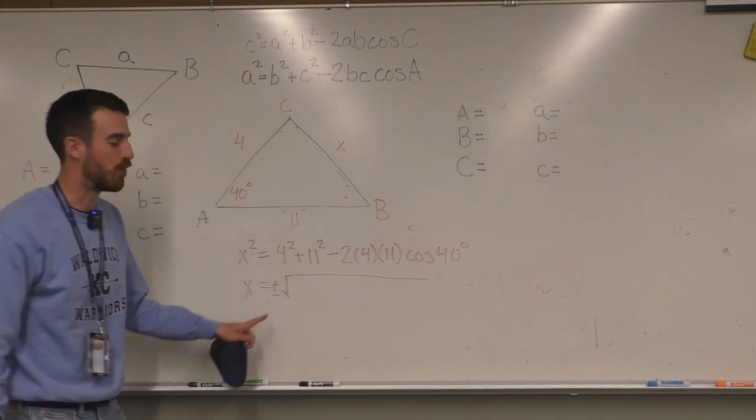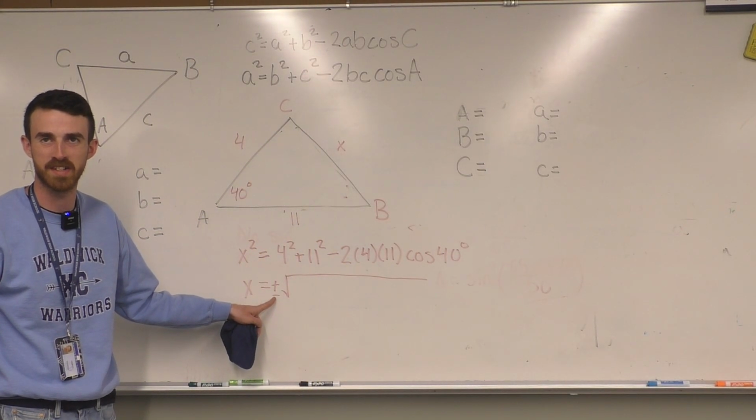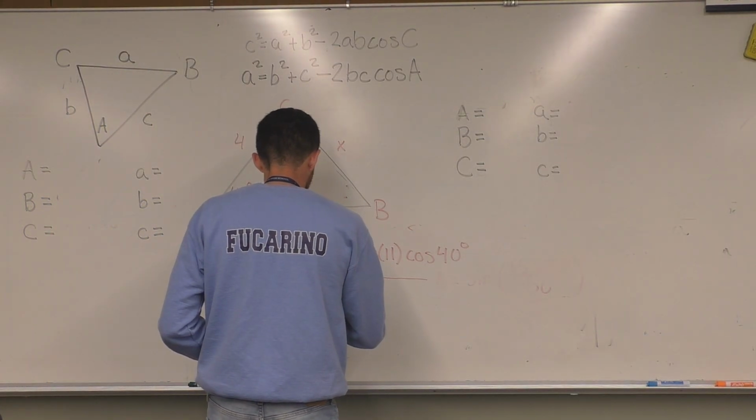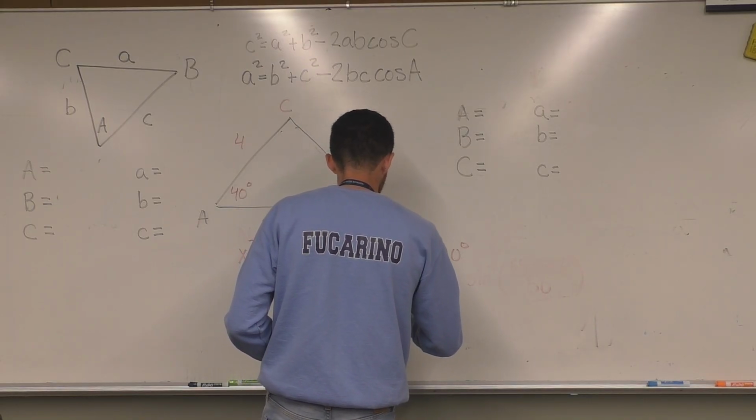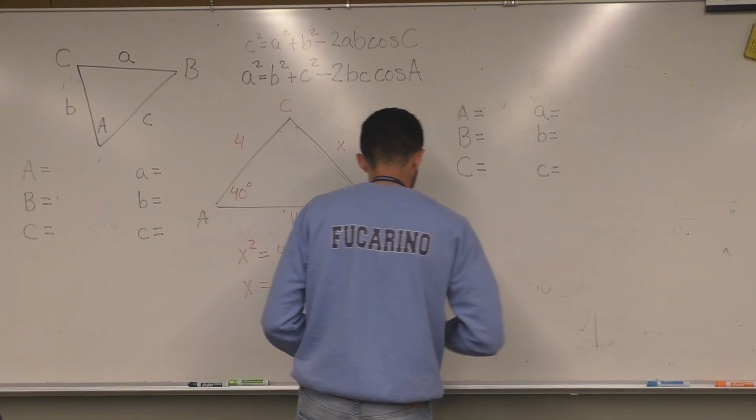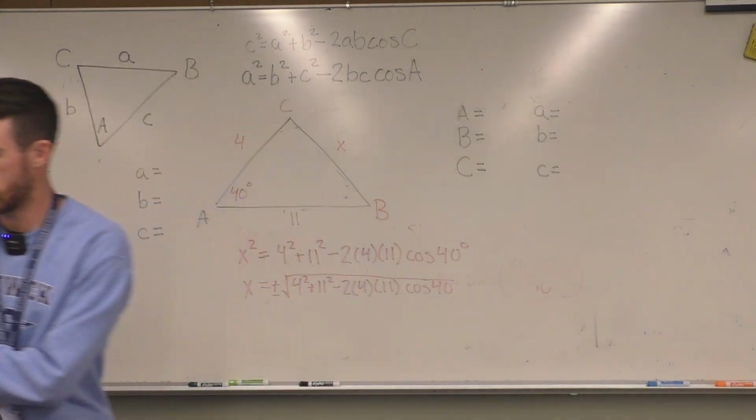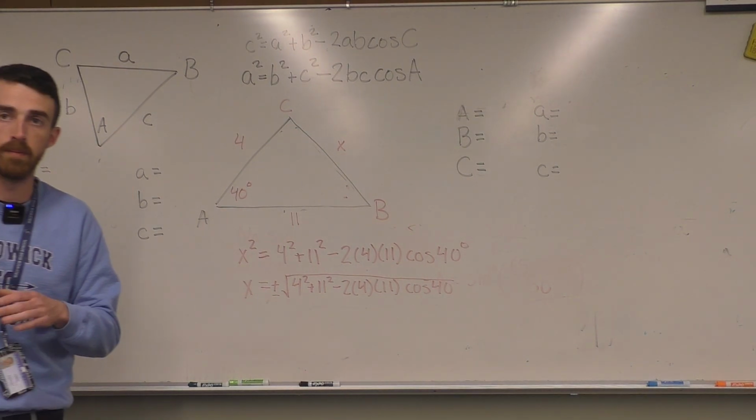I won't leave off the plus minus, but we only have positive side lengths. And so that's true only arithmetically. 4 squared plus 11 squared minus 2 times 4 times 11 times the cosine of 40 degrees. Admittedly, I haven't done that in advance. So if we're curious, I'm going to need to tell you. Give me a moment.